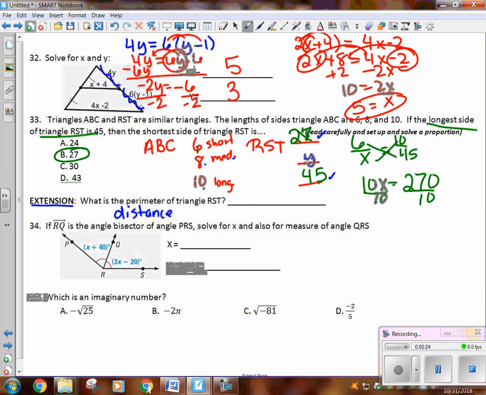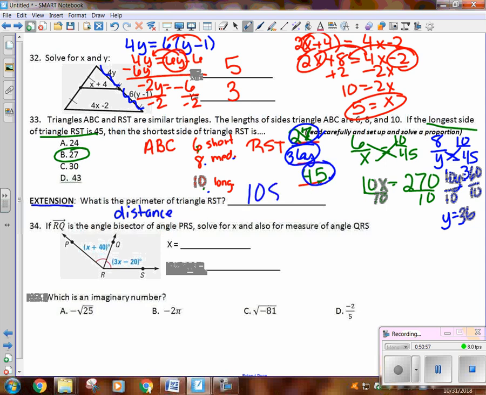I'm just going to use y for that since I already used x. So 8 matches up to y in the same way that 10 matches up to 45, just like I did before. Crisscross multiply. 10y is equal to 8 times 45. I think that's 360. Divide the 10. y should turn out to be 36. Okay, so when I want the perimeter, I simply add 27 plus 36 plus 45. My answer turns out to be 108.